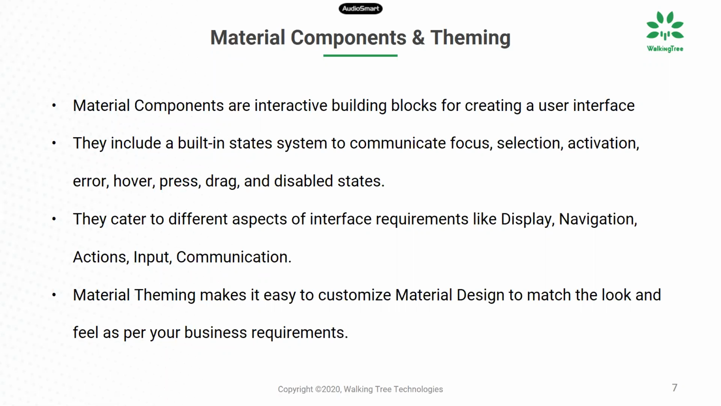So you already have these components. Now, material theming is on top of the material design, and you can customize it to match the look and feel as per your requirements. So if your brand has a specific color which you want to follow, or if the buttons should be of a specific shape, with theming you can use those components, apply the theming, and suit your user requirements or your business needs.